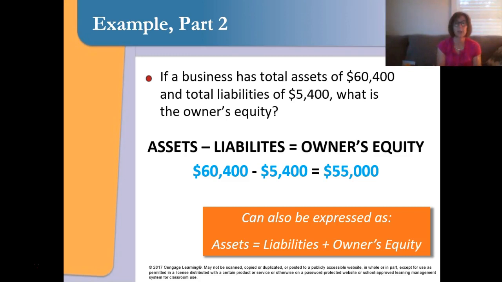From a practical standpoint, again, if we had $60,400 in assets and we sold those and used that money to pay our debts, which is $5,400, what we would have left after we did that would be $55,000. And that's our equity. But remember, we don't actually have to sell our assets. We just have to know what the value of our assets are and what the value of our debts are so that we can have that owner's equity figure based on our accounting equation.